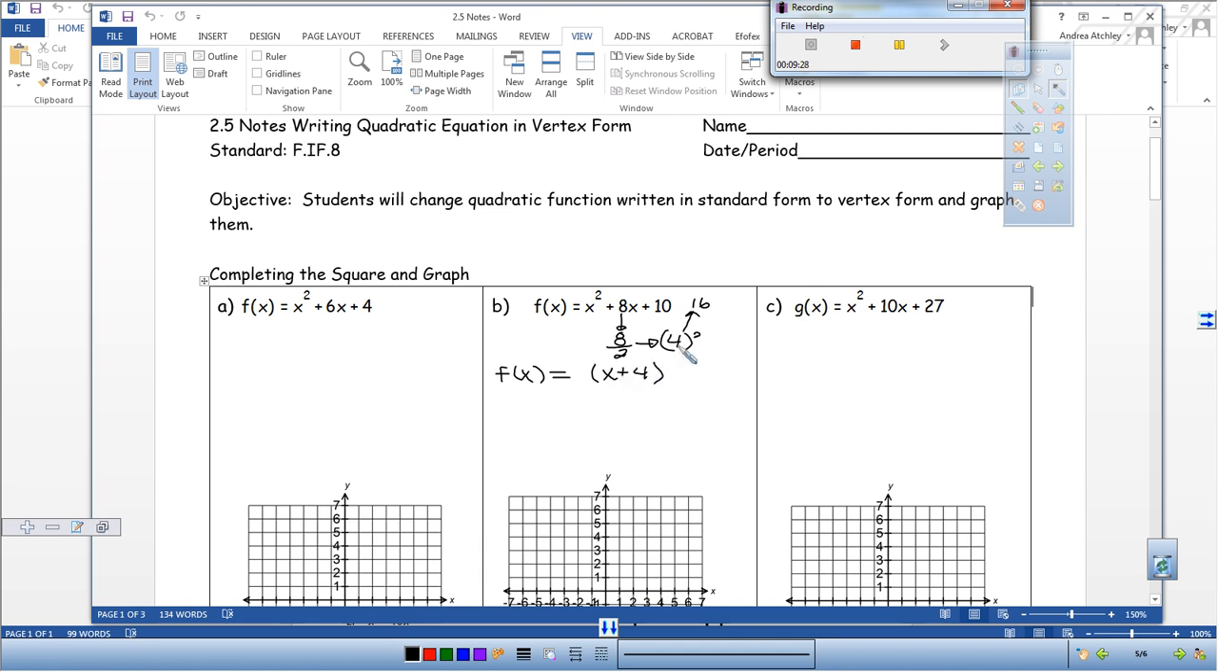My side length is going to be 4 because I have to take these 8 x's and split them evenly between the two sides of a square. Then I have 16. I need 16. How many do I have? 10. How many am I short then? I'm short 6.